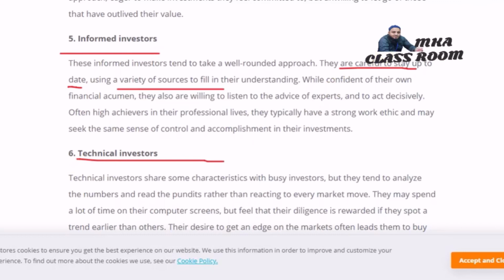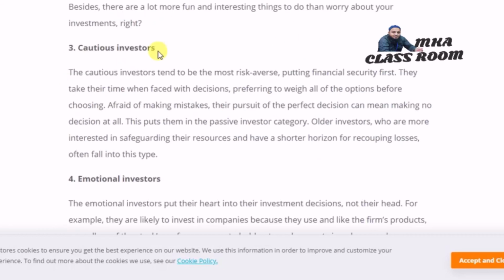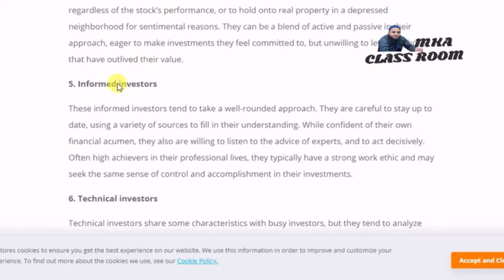That's the technical investors. Now here we saw busy investor, casual investor, cautious investor, emotional investor, informed investor and technical investor. These are the 6 types of investors we learned.